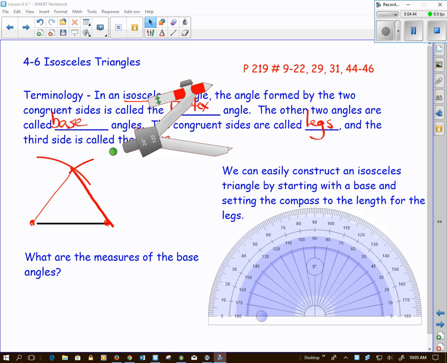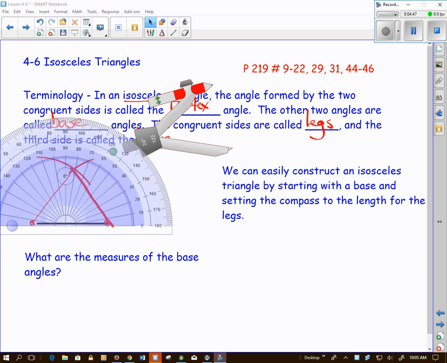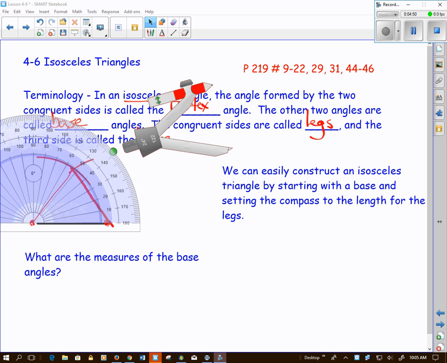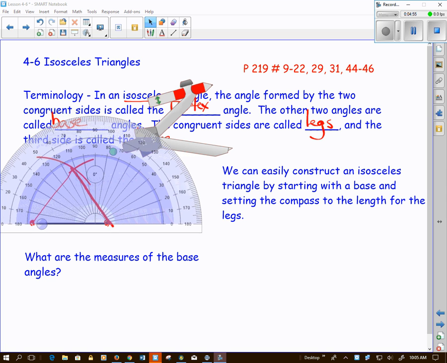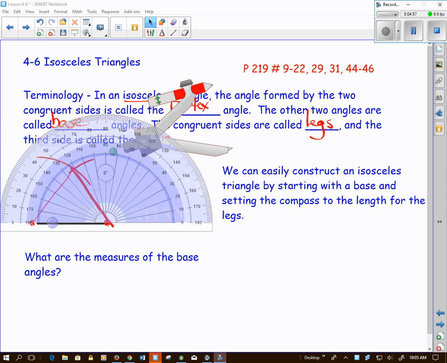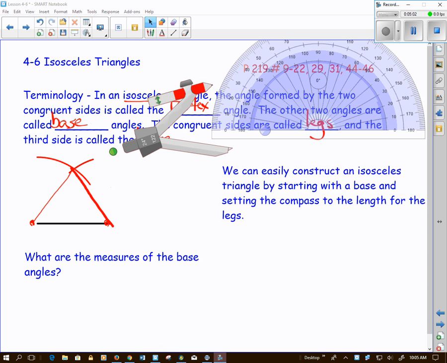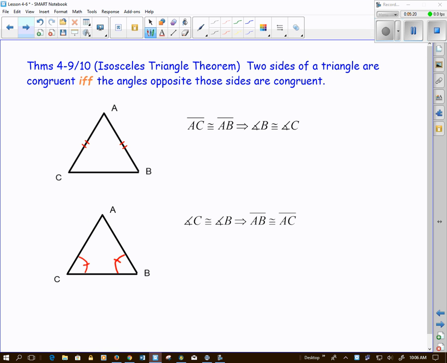So if we take that and we do a little measuring, I find that the first angle here is just a little more than 50 degrees, it looks like. Now, I didn't draw that very accurately, and that one is just a little more than 50 degrees. So that suggests what's coming up about the base angles of an isosceles triangle. We can conjecture that the base angles of an isosceles triangle are congruent. And in fact, that is the case.